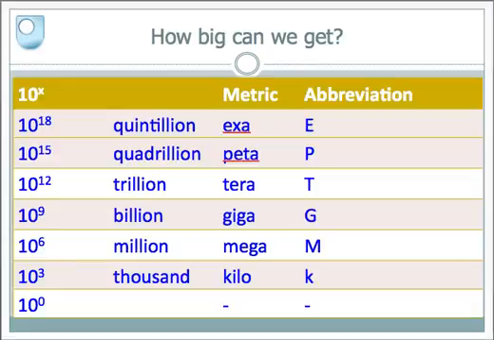How big can we get? Well, we can just keep adding powers of 10 up to very, very large numbers. So we looked at 10 to the 3, 10 to the 6, 10 to the 9. Our next one is a trillion, which in technology terms we call a tera. And we can go with 10 to the 15, which is peta, and 10 to the 18, which is exa. These are large storage capacities, which we will meet on the course.